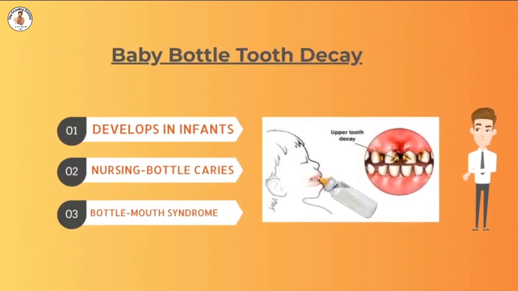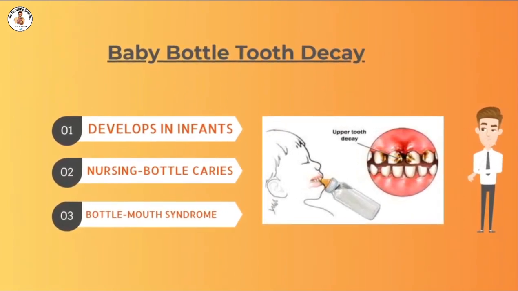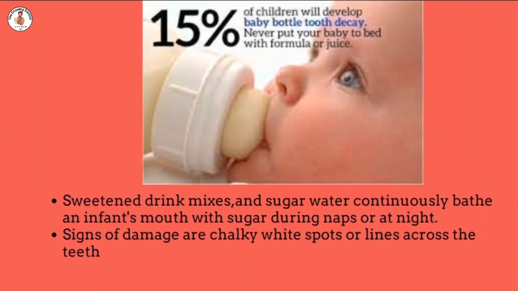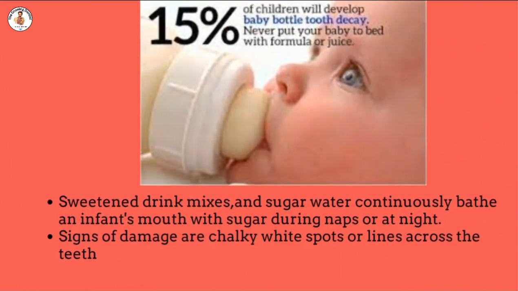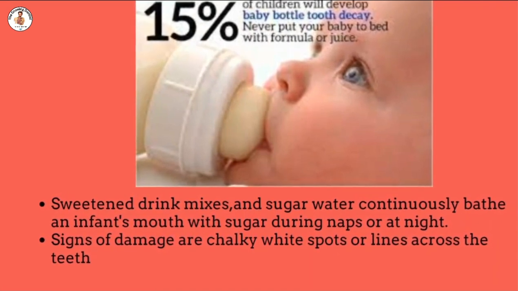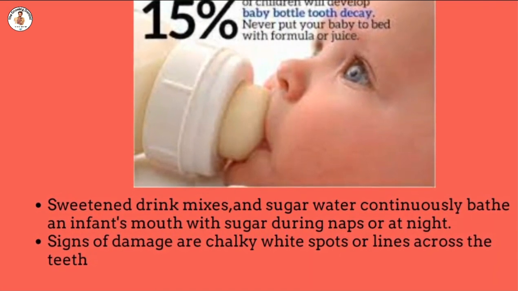Baby bottle tooth decay is also called nursing bottle caries and bottle mouth syndrome. This dental problem frequently develops in infants that are put to bed with a bottle containing a sweet liquid. Bottles containing such liquids as milk, formula, fruit juices, sweetened drink mixes, and sugar water continuously bathe an infant's mouth with sugar during naps or at night.